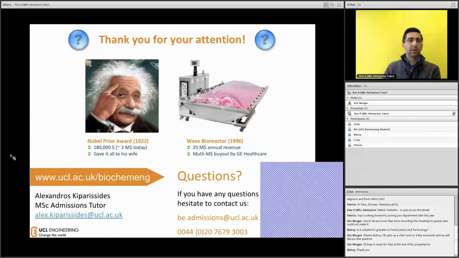And that gives you an idea of how research intensive and new and at the cutting edge of science our discipline is. The average graduate starting salary is roughly £28,000 per year.